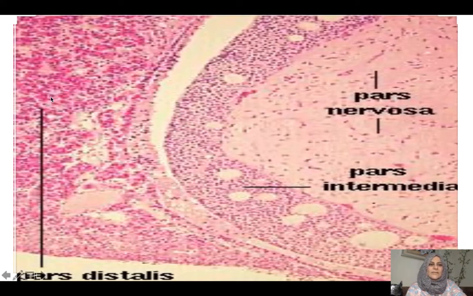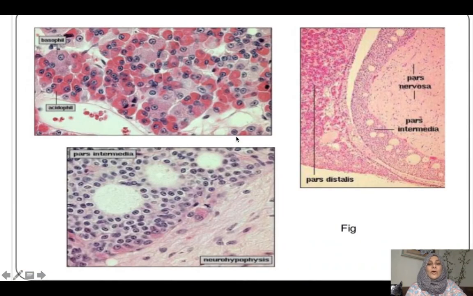If we slightly increase the power of magnification, here you see clusters of cells arranged, and this is what we call colloid. These are simple cuboidal cells of the Rathke's cyst, which is a characteristic feature of the pars intermedia, and this region is the pars nervosa. Any endocrine gland is highly rich with blood, because the hormones, when secreted, should be released within the bloodstream in order to reach the targets.